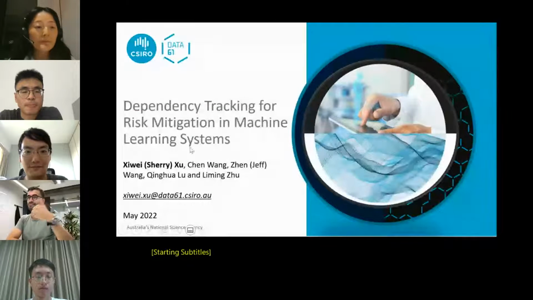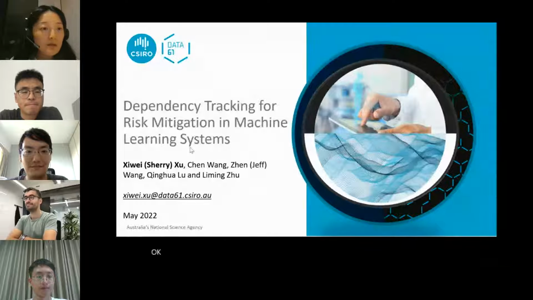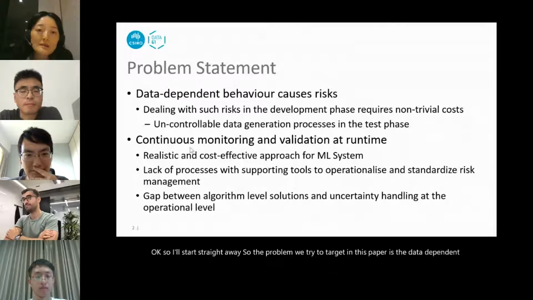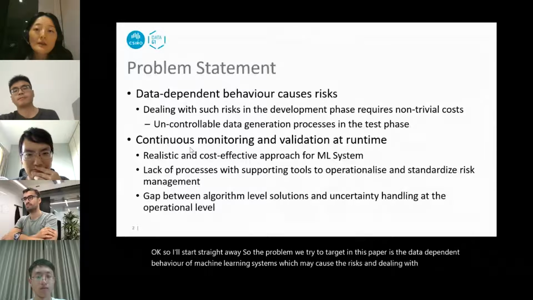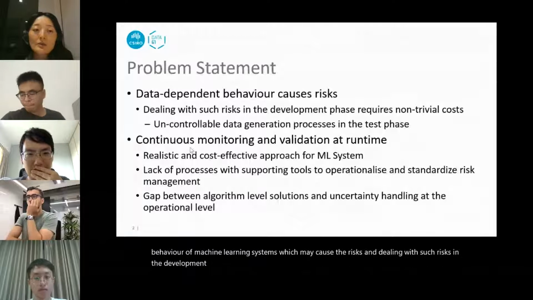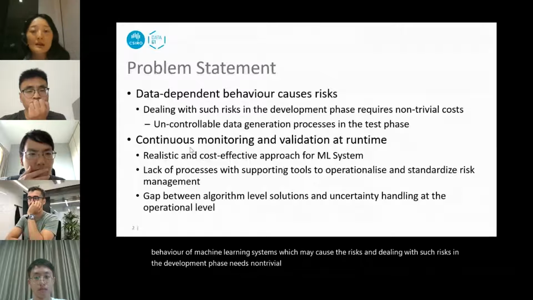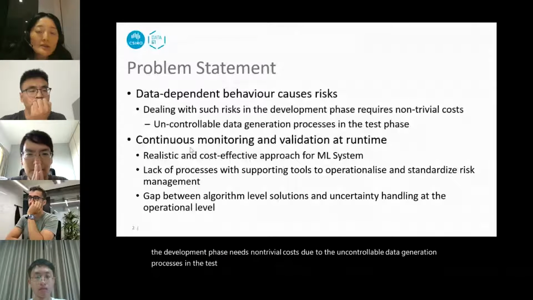Yes. Okay, so I'll start straight away. The problem we try to target in this paper is the data-dependent behavior of machine learning systems, which may cause risks. And dealing with such risks in the development phase incurs non-trivial costs due to the uncontrollable data generation processes in the test phase. So continuous monitoring and validation at runtime is a more realistic and cost-effective way for machine learning systems.